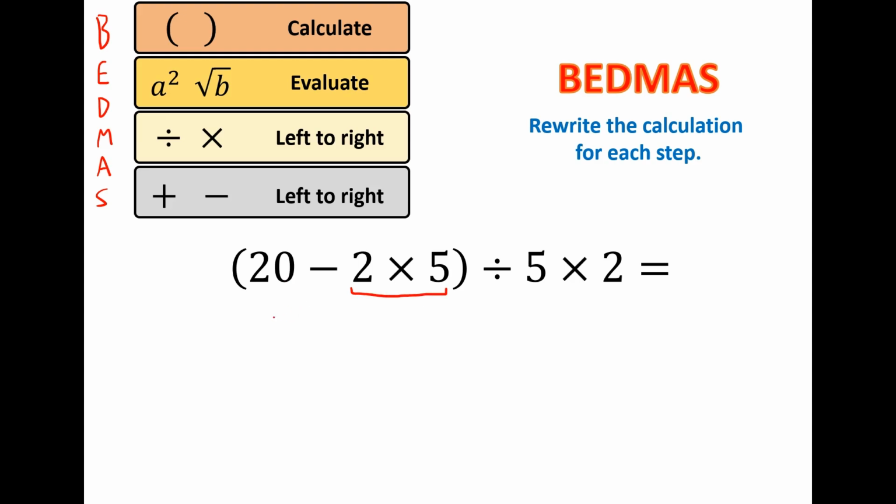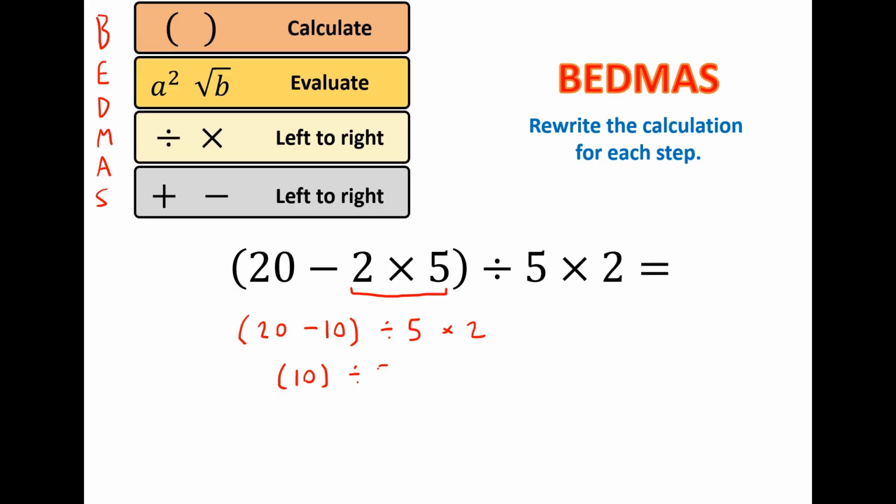So now you have 2 times 5, which is 10. So I'm going to end up having in brackets 20 minus 10 divided by 5 times 2. Now we still have to go order of operations, so we solve what's inside the bracket first. So now the last thing we have to solve is what's inside the bracket, 20 minus 10, which in this case is just going to be 10.